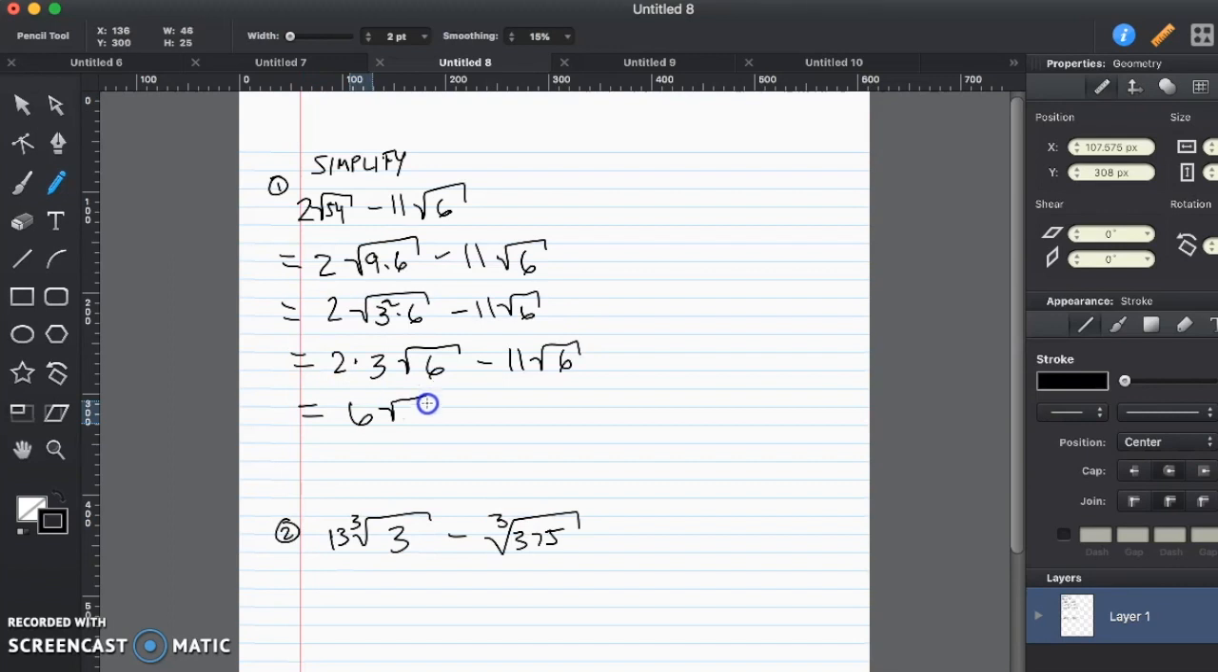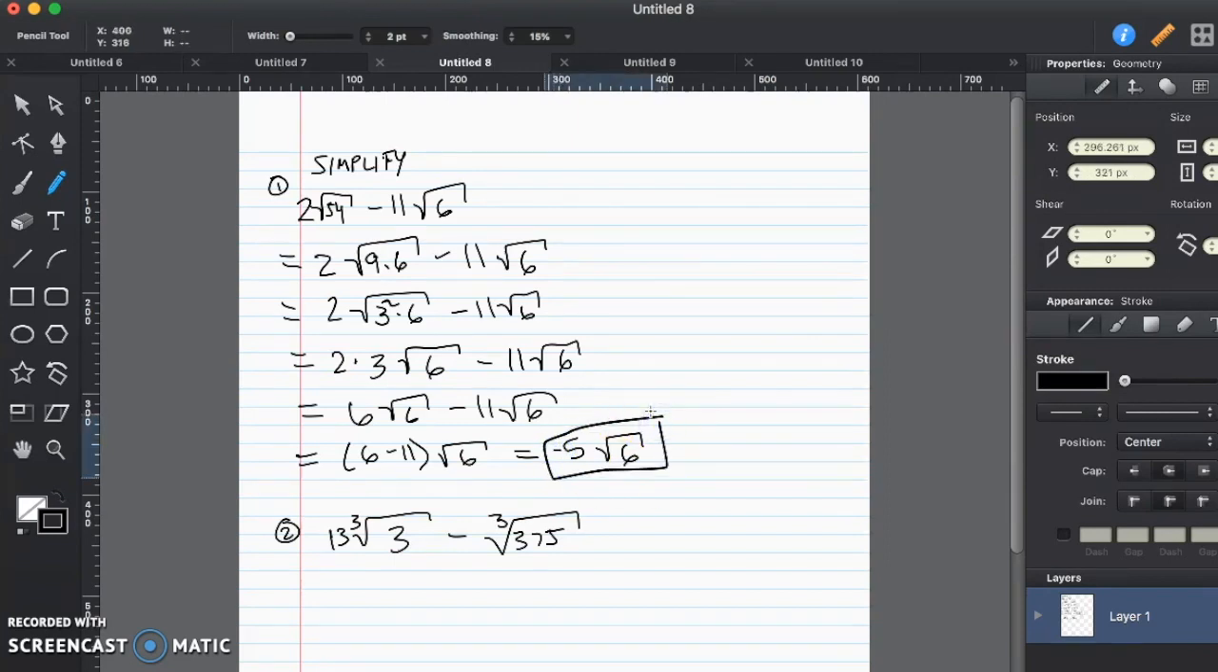That's going to just give me 6 square root of 6 minus 11 square root of 6. And here, again, I can treat these like x's, right? So I could factor out essentially my square root of 6's. And what I'll get is 6 minus 11 times the square root of 6, or negative 5 square root of 6. There you go. Not that bad.